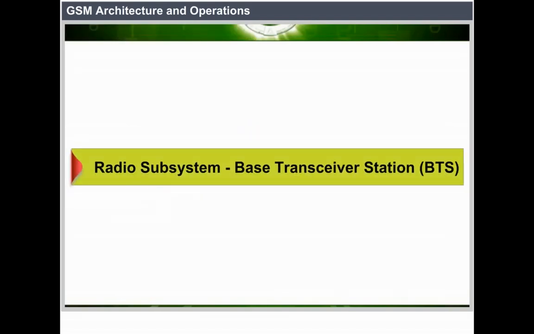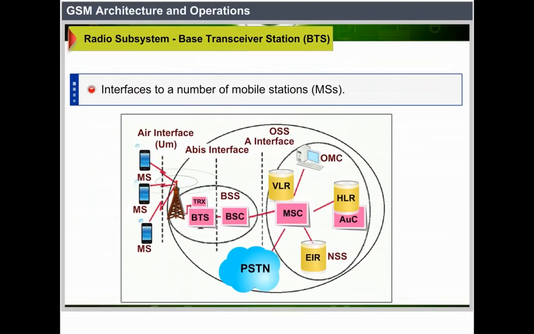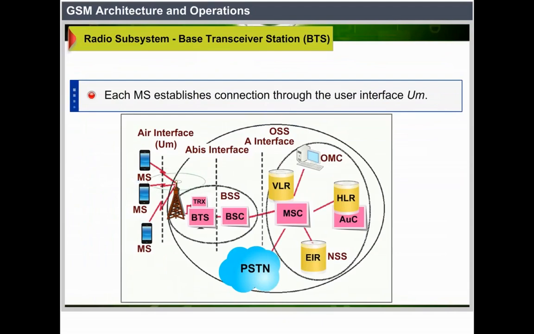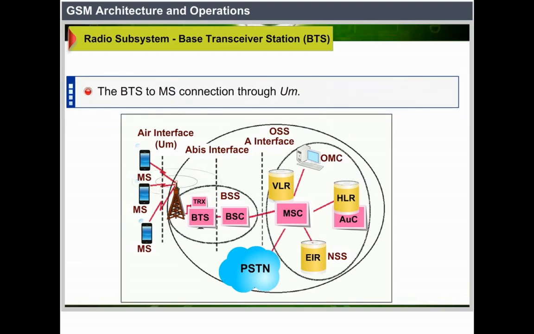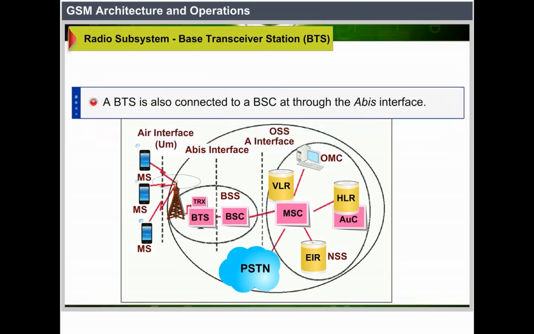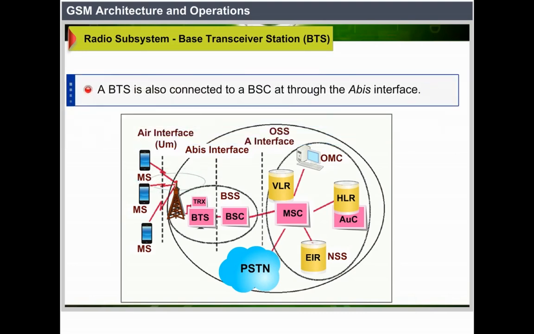Radio subsystem: the base transceiver station (BTS) interfaces to a number of mobile stations (MSs). Each MS establishes a connection through the user interface (Um). Um is the ISDN U interface for mobile. This is the BTS to MS connection through Um. A BTS is also connected to a BSC through the Abis interface.